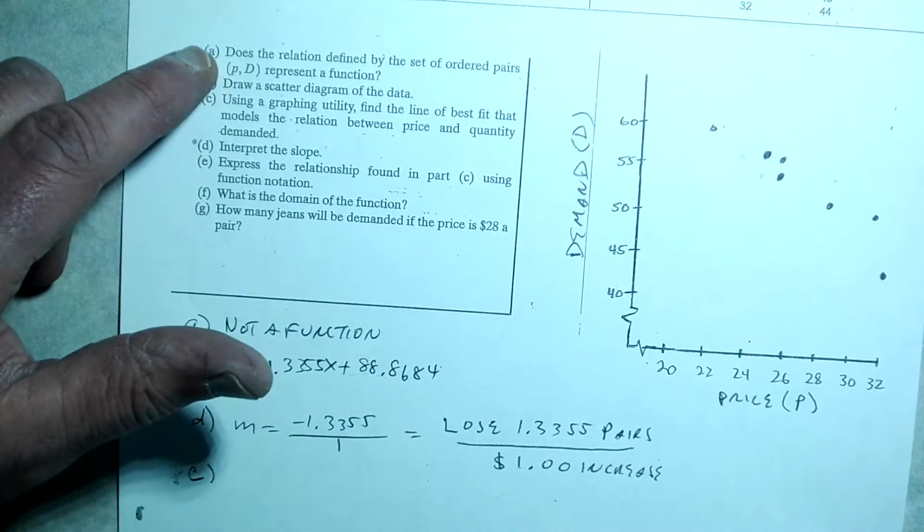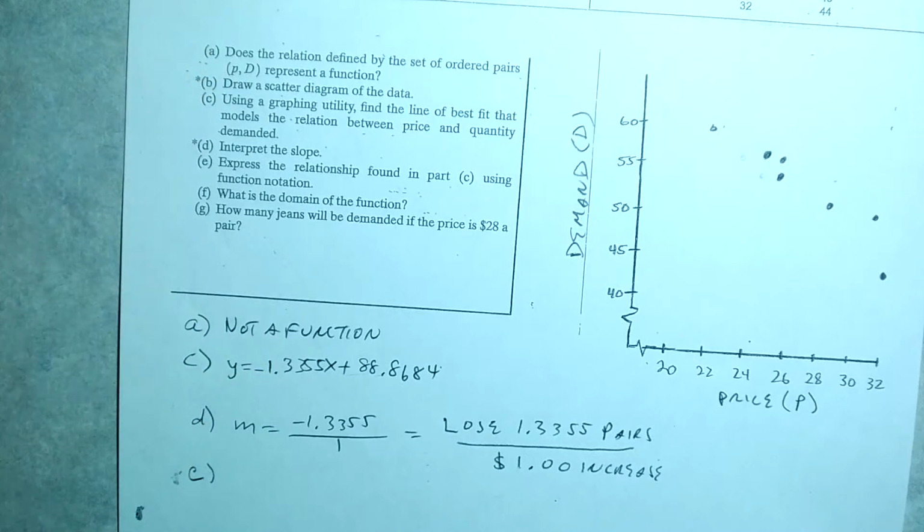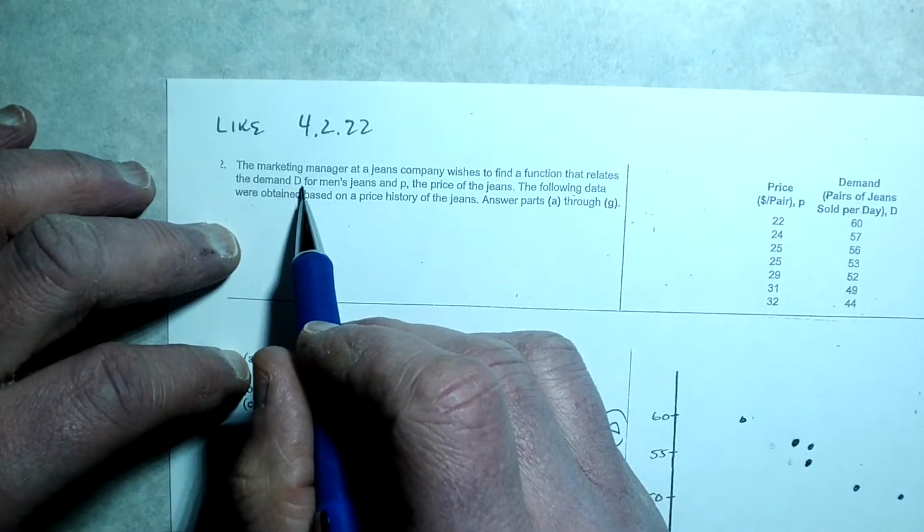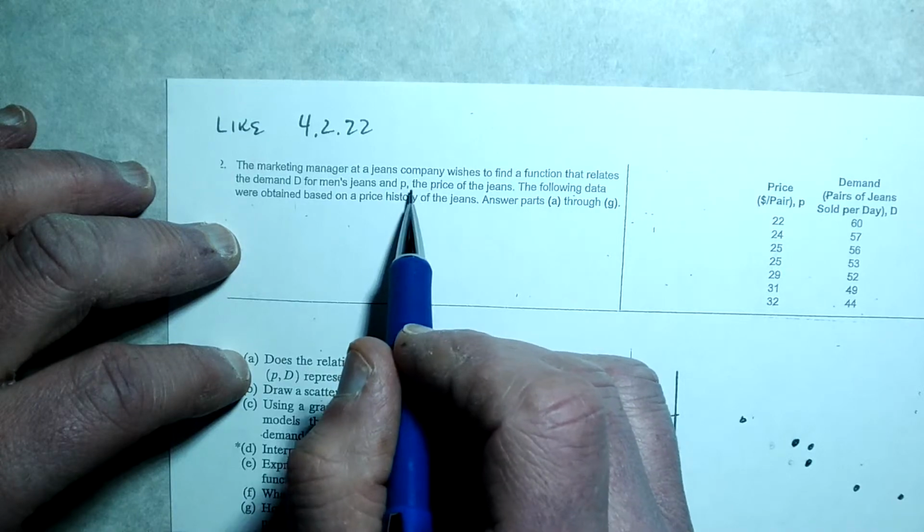So in the book, when you do problems like this, look in the original wording of the problem and take a look at how they define the variables. Take a look here. Even in the original wording of the problem, it mentioned that demand was going to be D and let price be P.